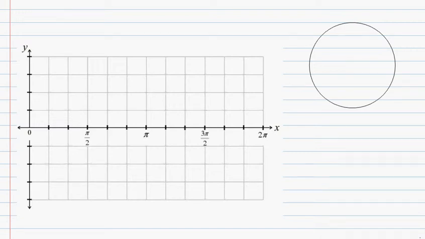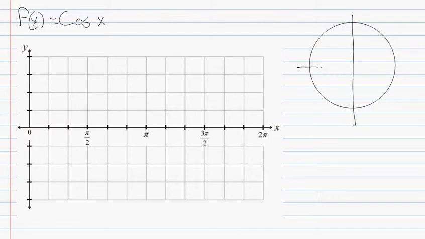All right, so we're going to work on the cosine graph today. So just cosine of x, and we should probably write it as a function, y equals. So I wanted to tie it in real quick to our unit circle.